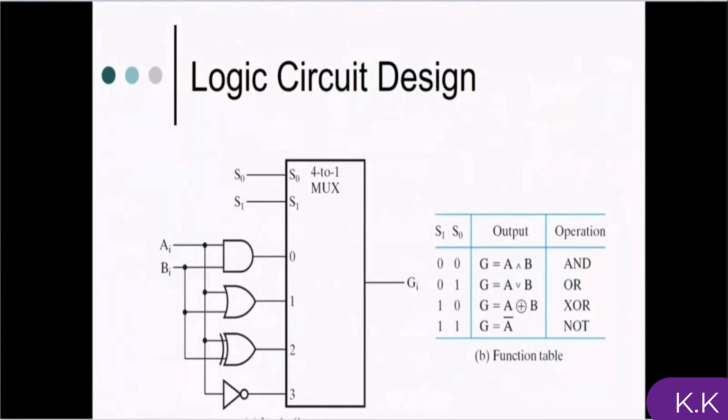You can use a multiplexer, so here a 4 by 1 multiplexer. But of course, this circuit is simpler. It contains a smaller number of gates. So up to this point, we designed the arithmetic part of the ALU.